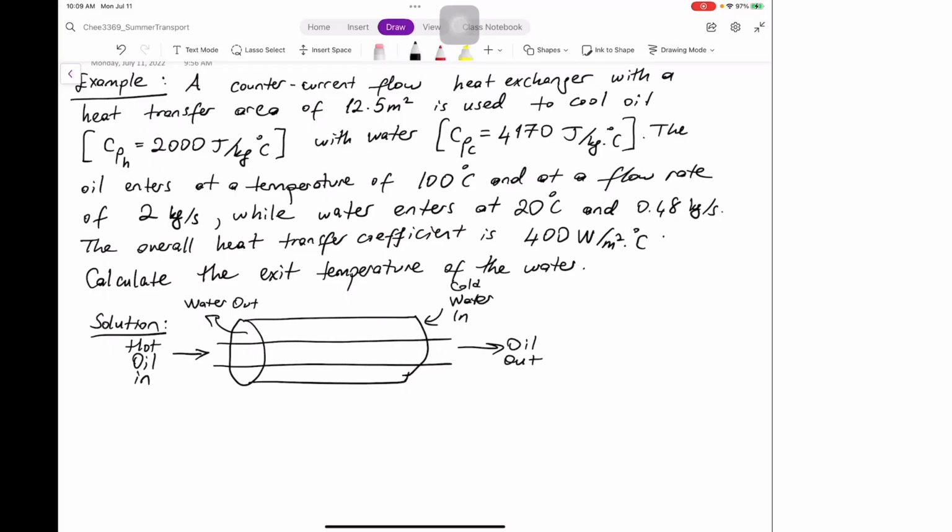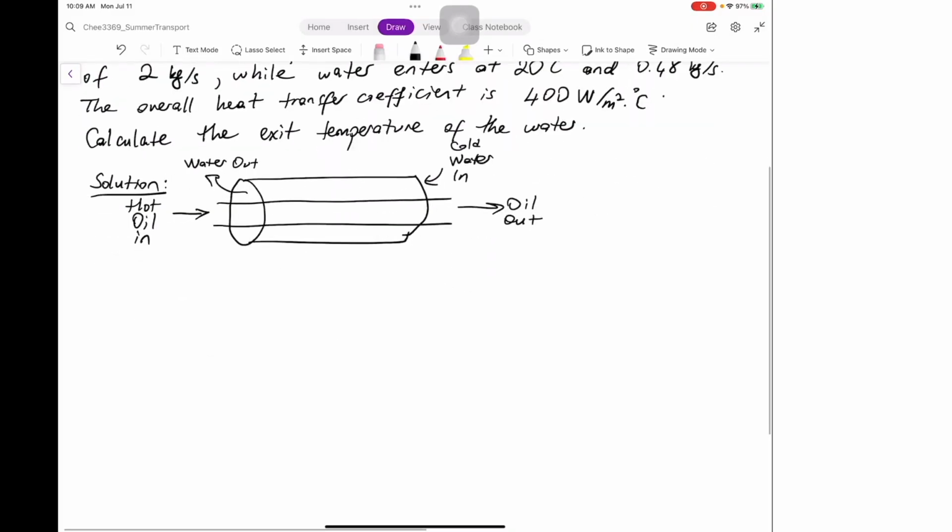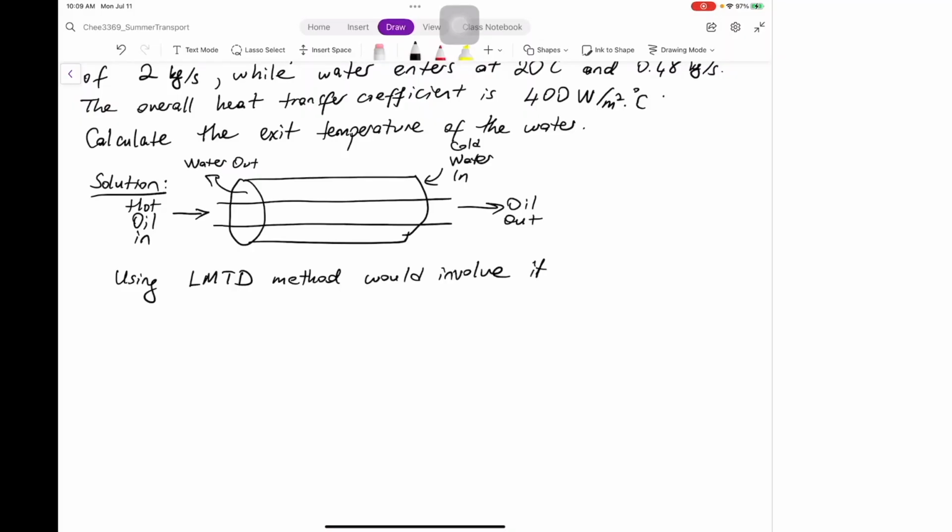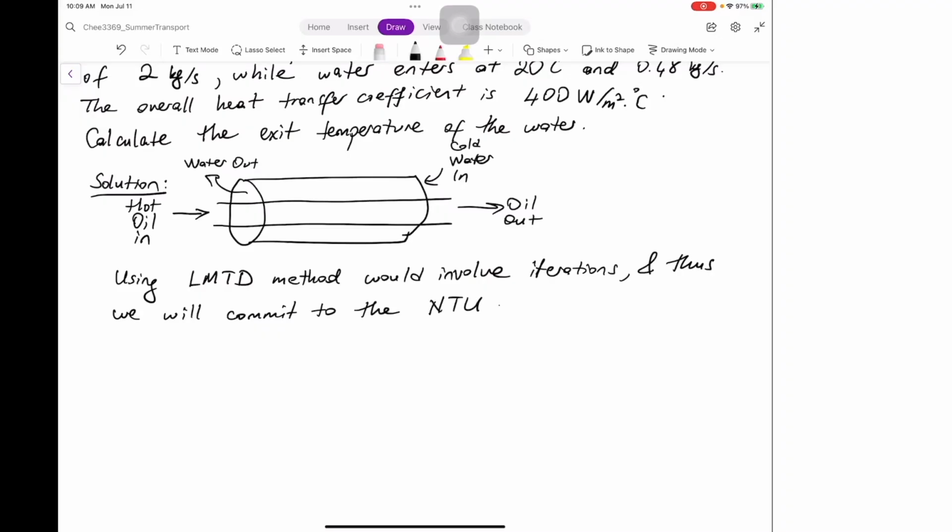What do I know? I know the inlet temperatures, and I don't know the outlet temperatures. So I'm not going to be able to calculate the log mean temperature difference. So that method will involve iterations. So you can write down using log mean temperature differences method would involve iterations, and thus we will commit to the number of transfer units method for solving for T cold 2, right?